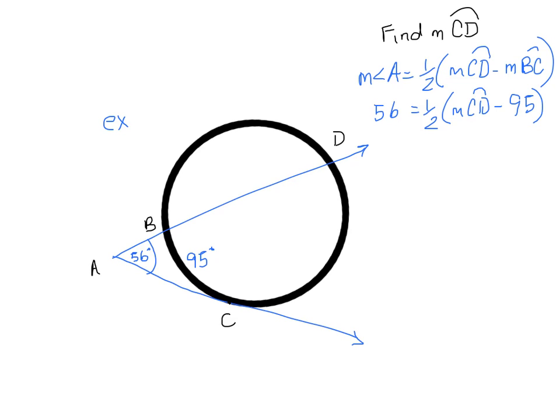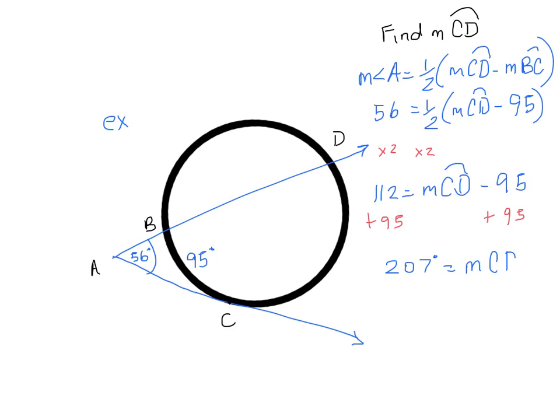All right, so we can go ahead and solve that. Multiply both sides by 2, and we get that 112 is equal to the measure of arc CD minus 95. Finally, we can add 95 degrees to both sides, and we get that 207 degrees is the measure of arc CD. And we're done. That's it.